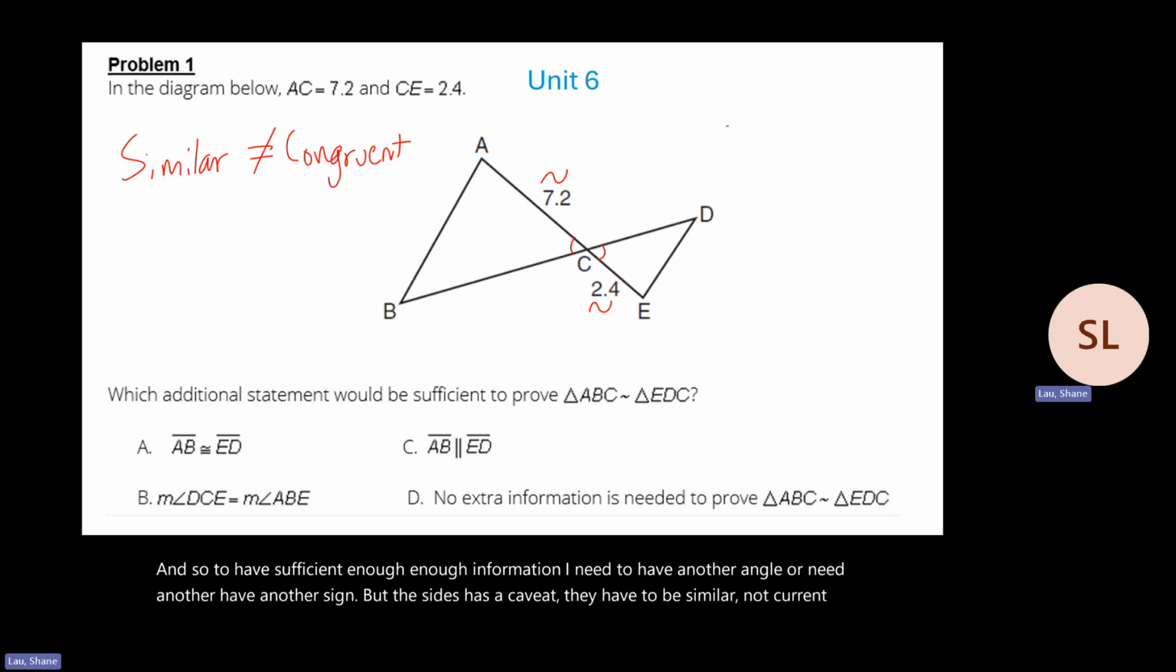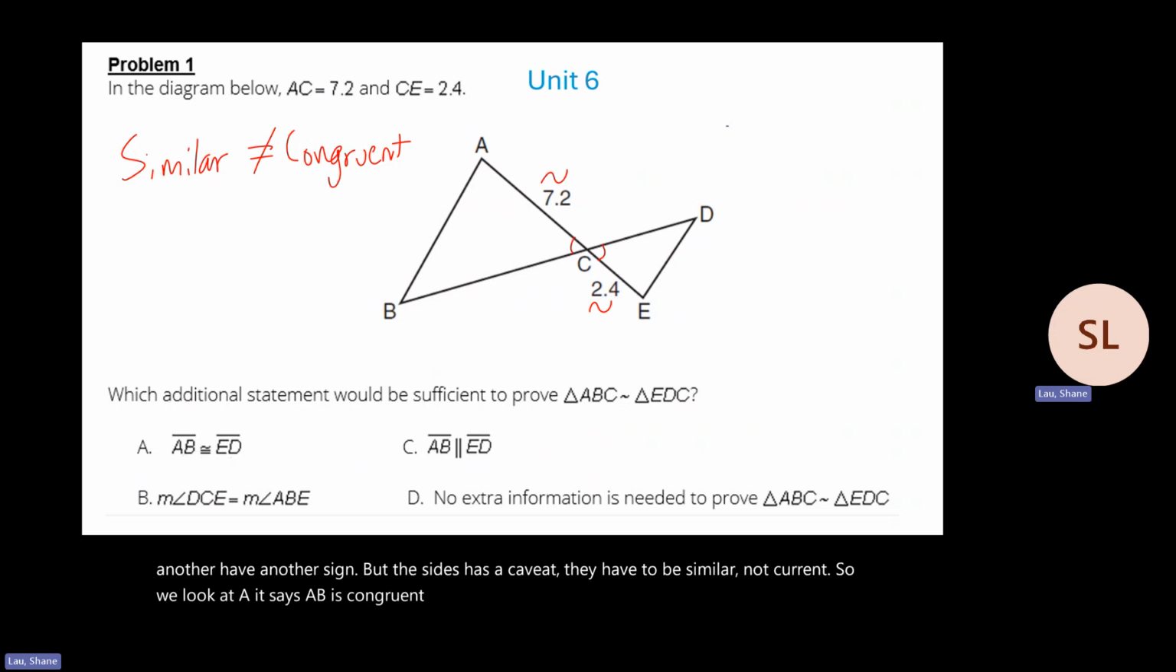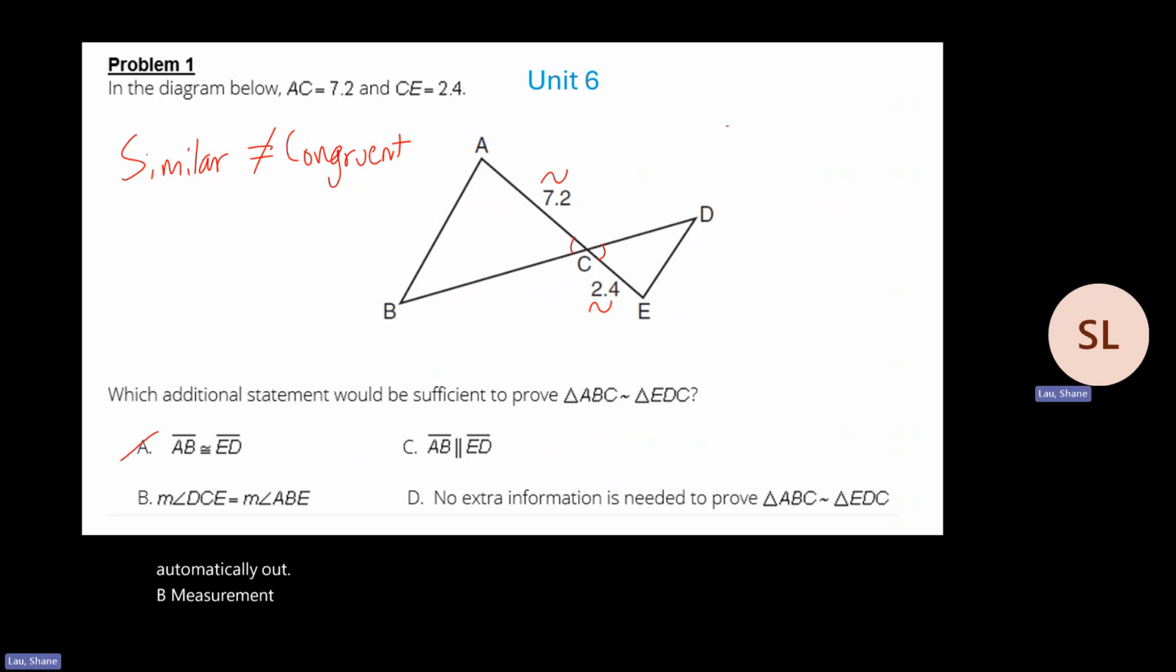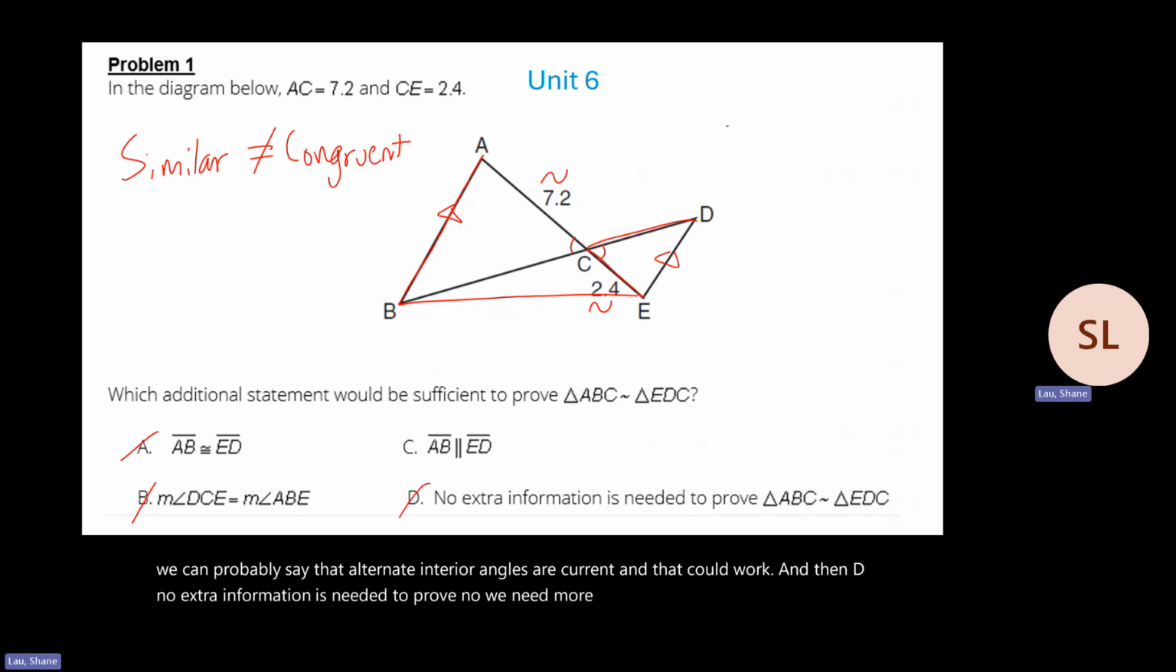So if we look at A, it says AB is congruent to ED. Well, I don't want congruency, so that's automatically out. B, measurement of angle DCE, right? So this vertical angle that we just said is congruent to ABE. Well, I can't even do that. It doesn't exist. B is wrong. Okay. And C, well, C could possibly be it. If we were to say that these two are parallel, we could probably say that alternate interior angles are congruent. Okay, that could work. And then D, no extra information is needed to prove. No, we need more information. Okay, we don't have enough information. We have to say C is correct here.